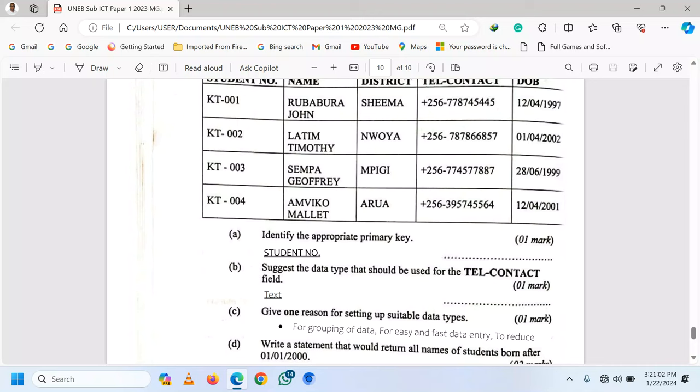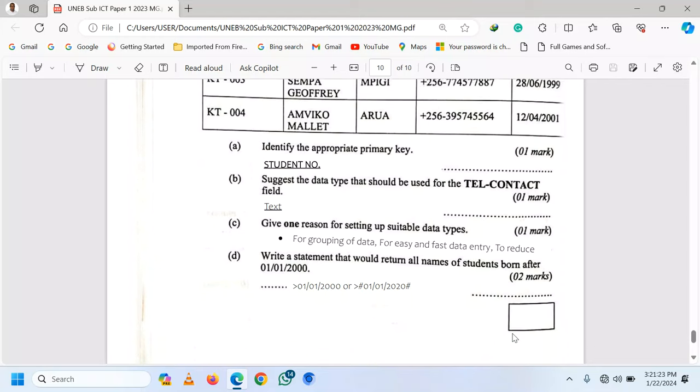Give one reason for setting up a suitable data types. So the response is there. These are three responses. You can take any of them. This one is to reduce errors. It was not complete, but it is to reduce errors. The last option here is to reduce errors.